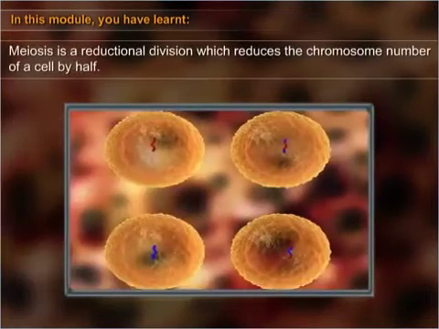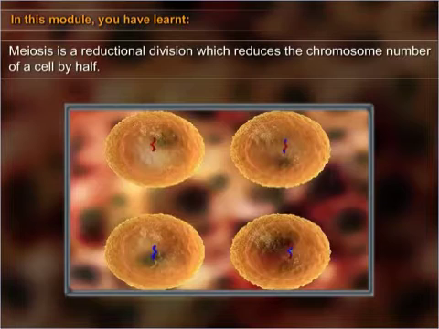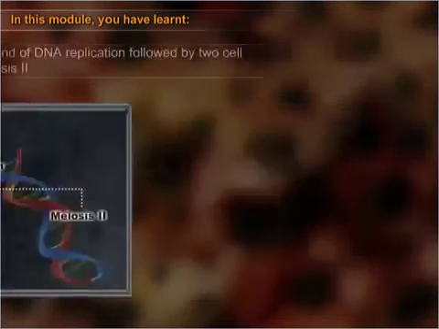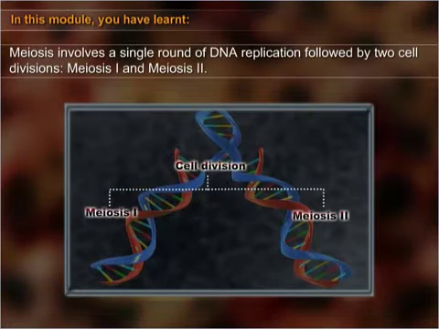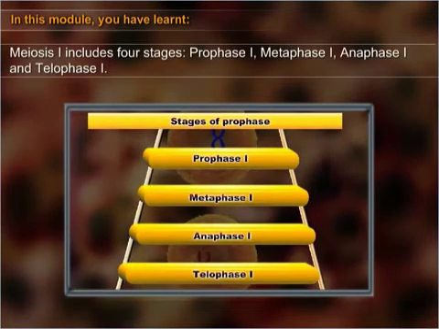In this module, you have learned that meiosis is a reductional division which reduces the chromosome number of a cell by half. Meiosis involves a single round of DNA replication followed by 2 cell divisions, Meiosis 1 and Meiosis 2. Meiosis 1 includes 4 stages: prophase 1, metaphase 1, anaphase 1 and telophase 1.